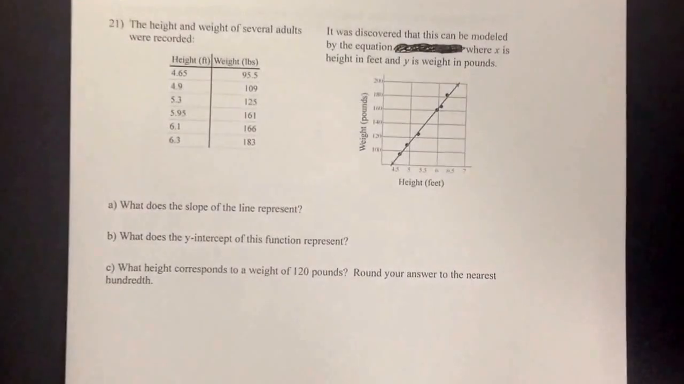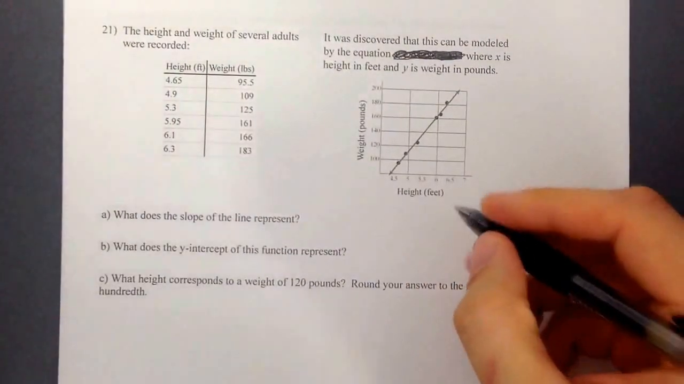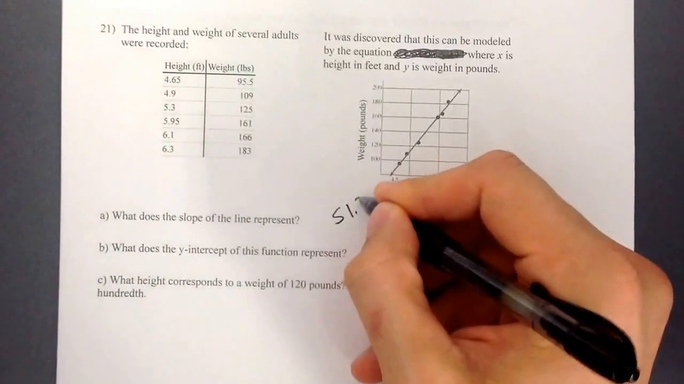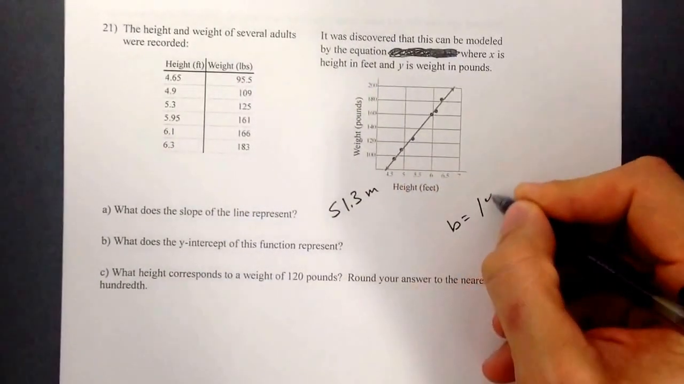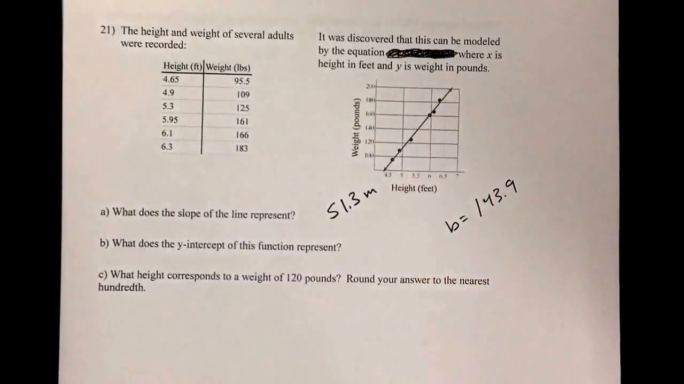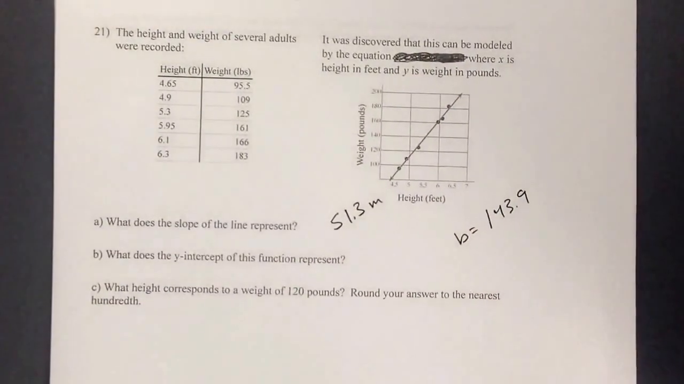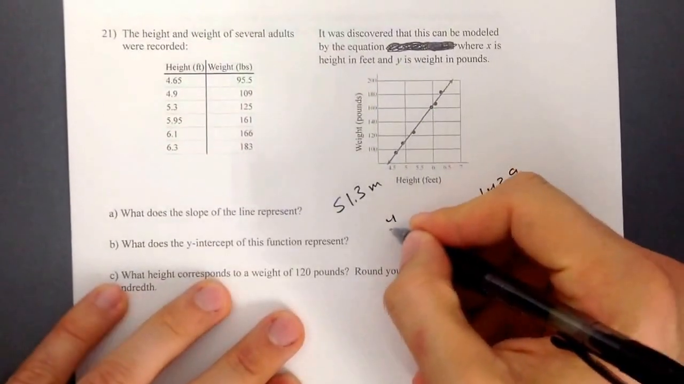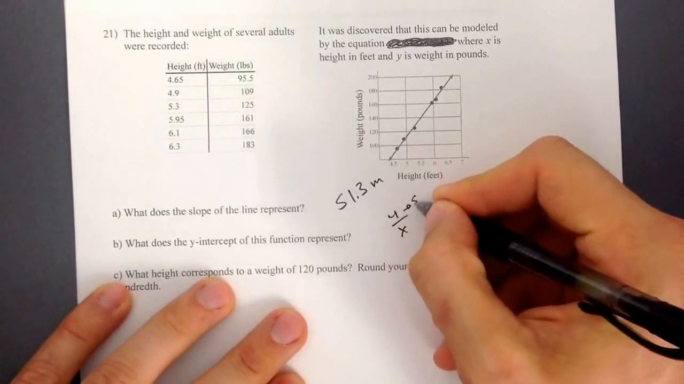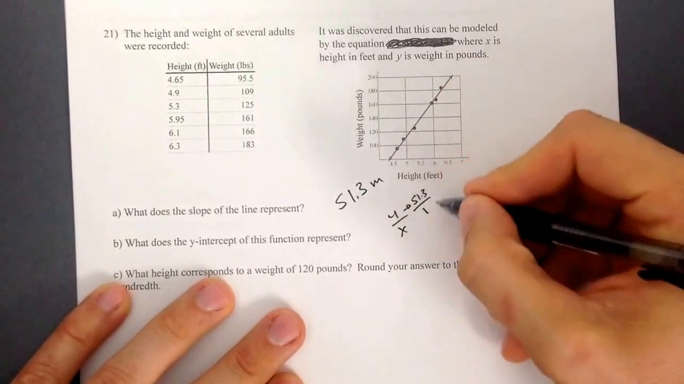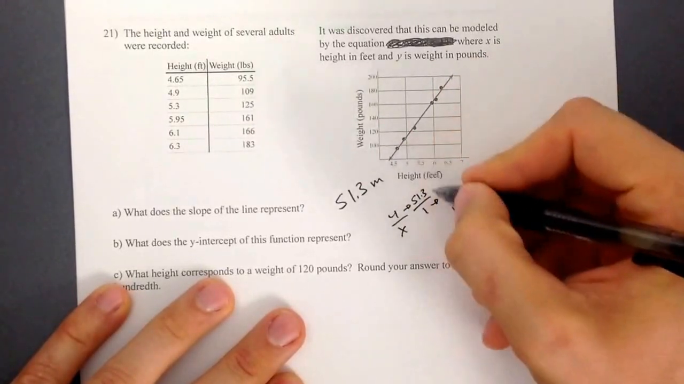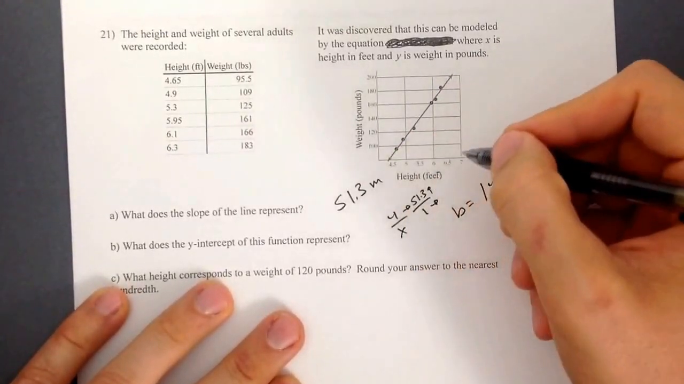So once you get those numbers, you're going to take that slope, and I'm going to round it to 51.3. That's your slope. And your B value was 143.9. The slope of the line is y over x, and that's going to be 51.3 over 1. That means for every foot that you gain in height, you're going to go up by 51.3 pounds.